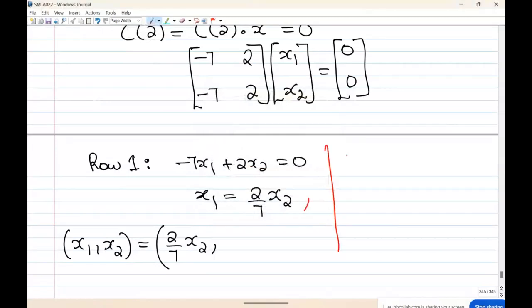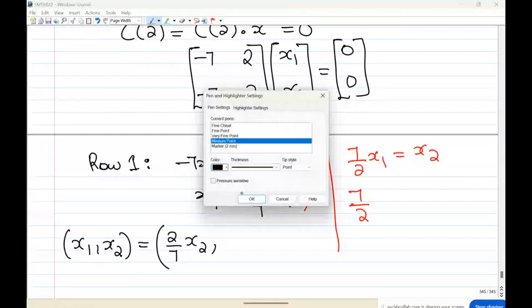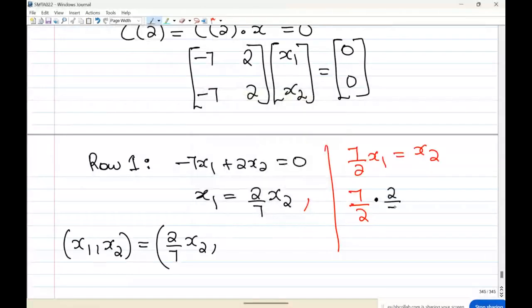If you want to solve for x2, you'll have 7 over 2 x1 is equals to x2. Am I right? Yes. But we are writing everything in terms of x2. If you are writing everything in terms of x2, what is x1? X1 is 2 over 7 of x2, which will be equals to this x2. Then you'll remain with x2 is equals to x2.